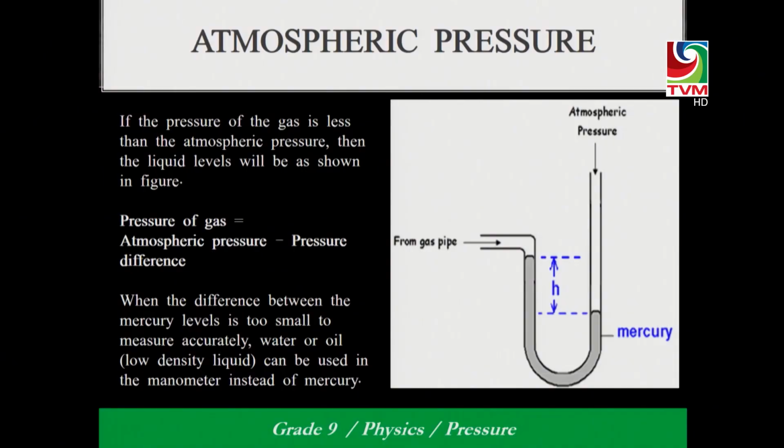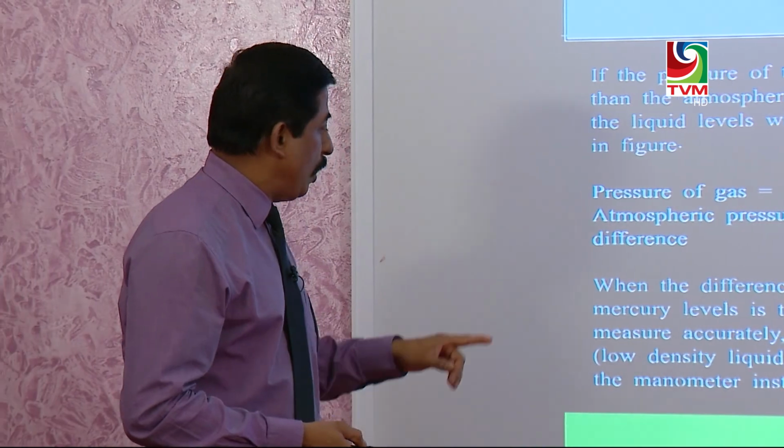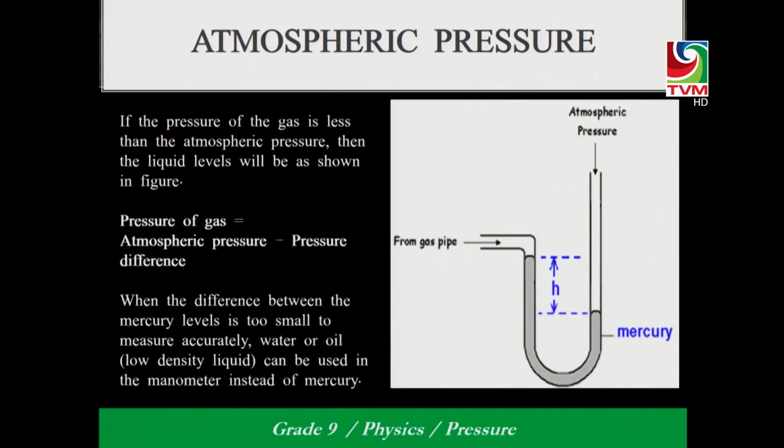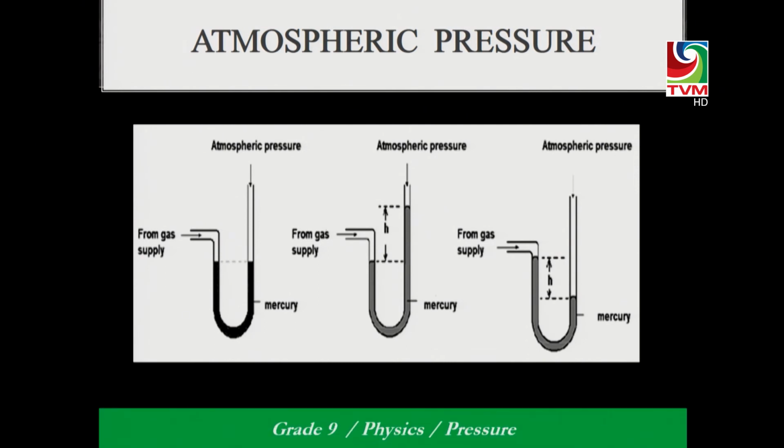If the gas pressure is less than the atmospheric pressure, in order to find the gas pressure, gas pressure is equal to atmospheric pressure minus the pressure difference, that is the h. When the difference between the mercury levels is too small to measure accurately, water or oil, that is a low dense liquid, can be used instead of mercury. These three situations are summed up in one diagram.